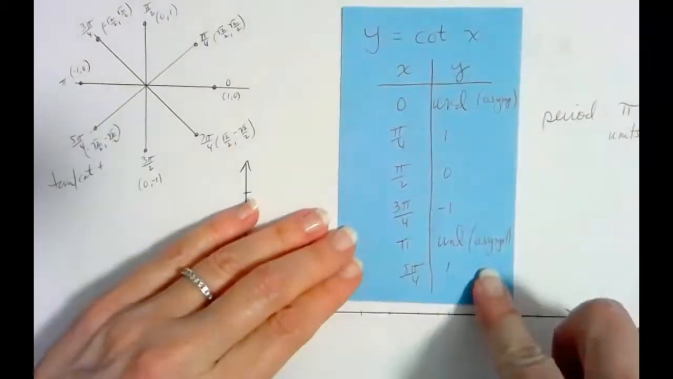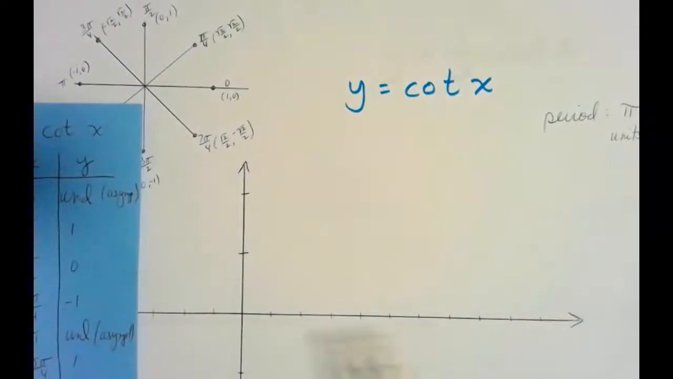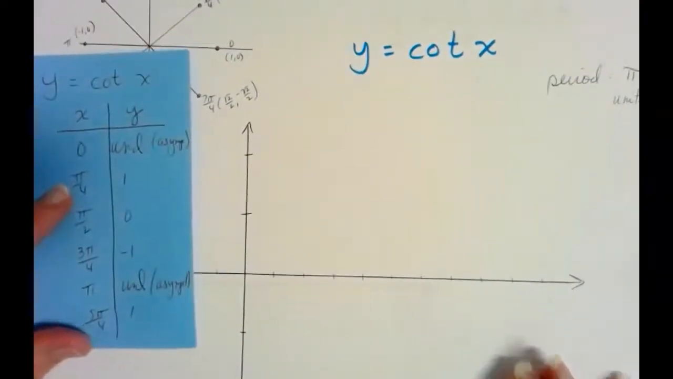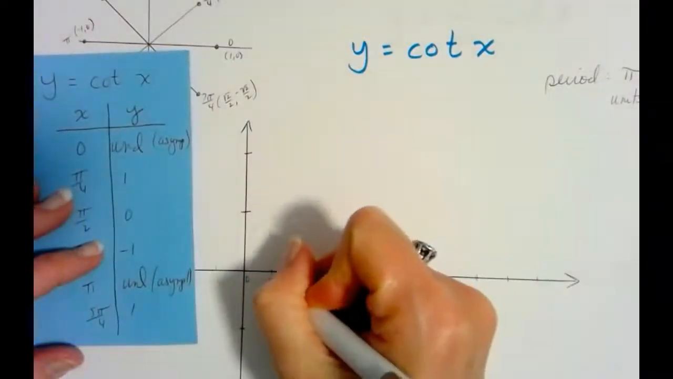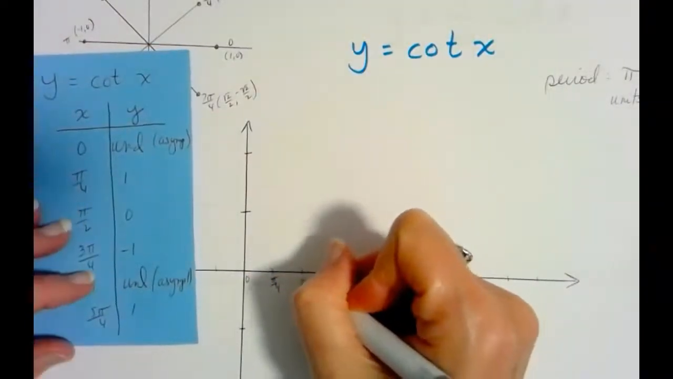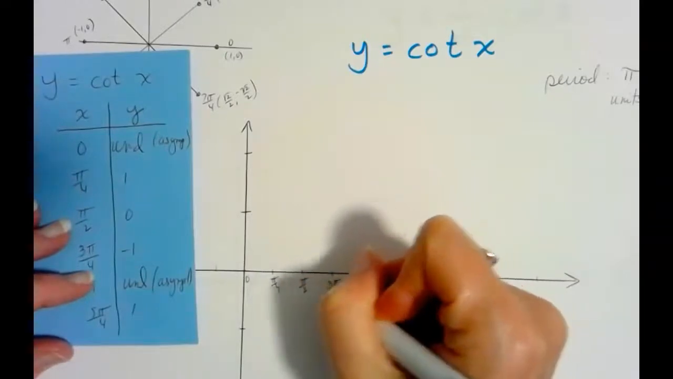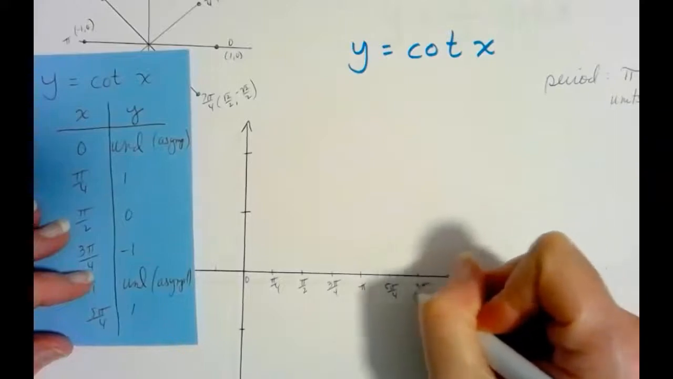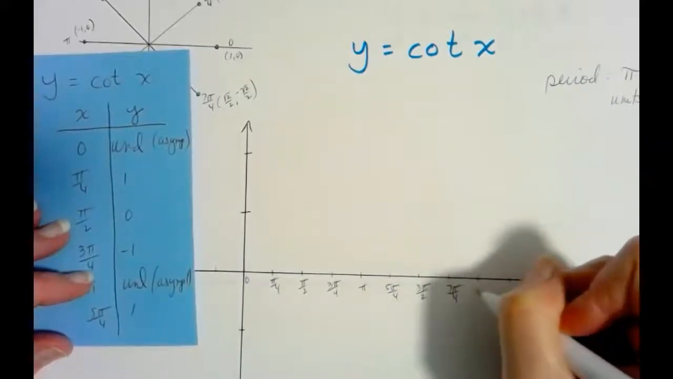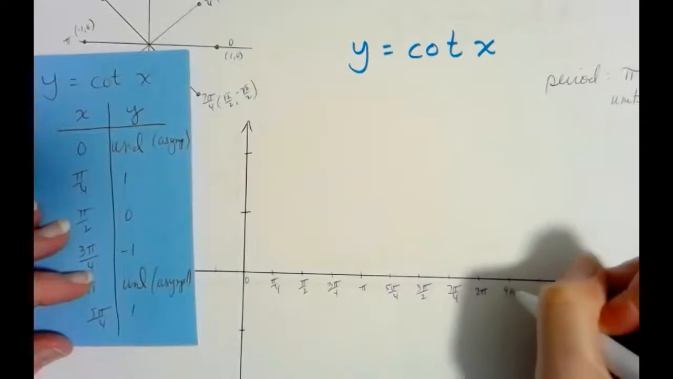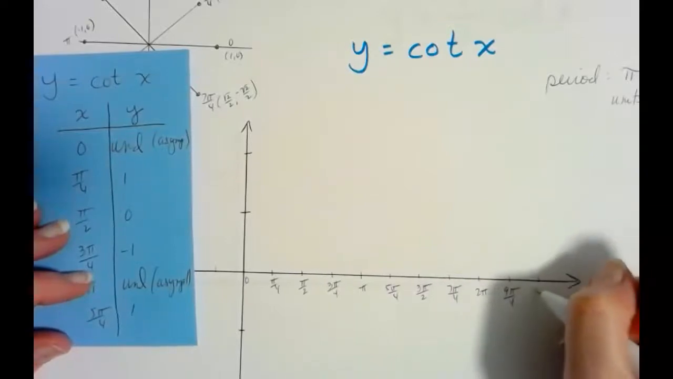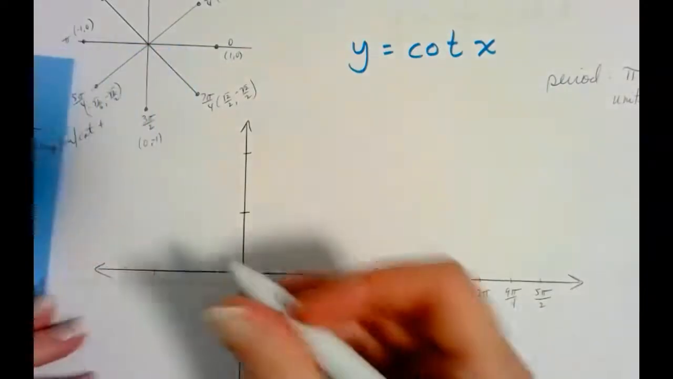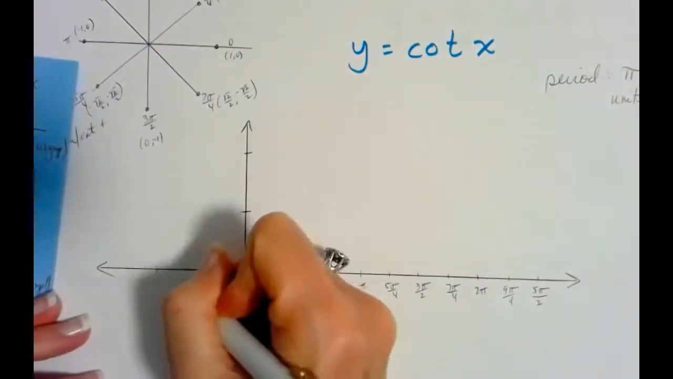So using my XY chart here, let's put some values on my x-axis. And I'm going to go in terms of pi over 4, so 0, 1 pi over 4, 2 pi over 4, 3 pi over 4, 4 pi over 4, 5 pi over 4, 6 pi over 4, 7 pi over 4, 8 pi over 4, 9 pi over 4, and 10 pi over 4. So this is a good enough amount in the positive direction. Let's do some in the negative direction.